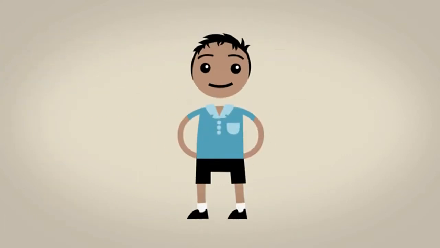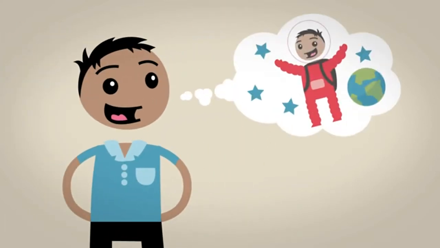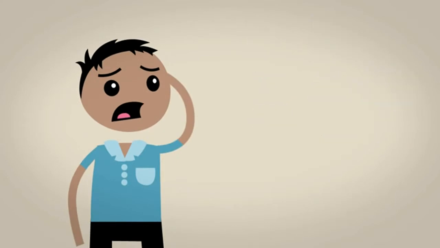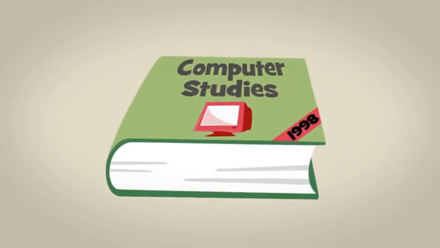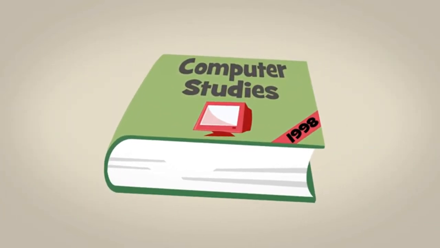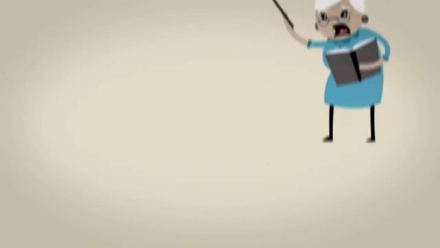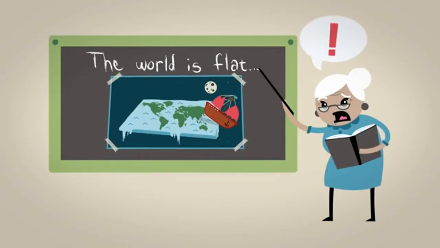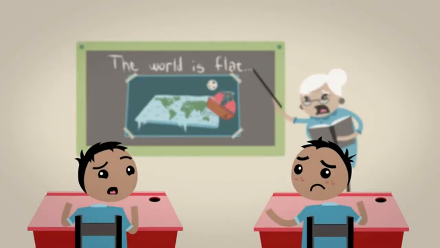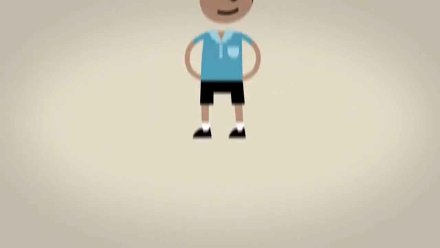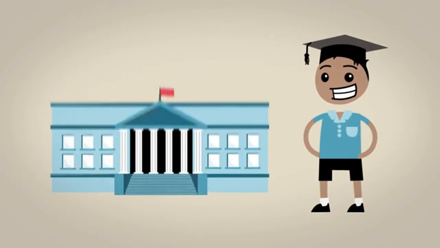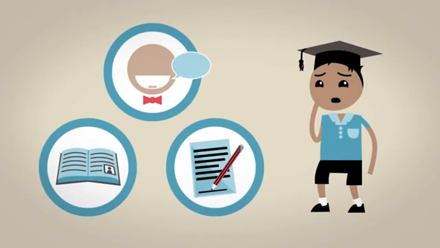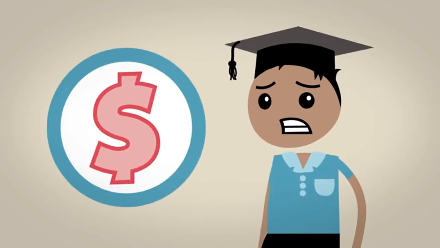Take Tando, for example. He's a bright kid with big dreams, but the education he's getting is holding him back. You see, Tando's school can't afford the latest learning materials, so he has to work with textbooks that are completely outdated. To make matters worse, Tando's teacher is also left using outdated information, often without even realizing it. And even if he manages to overcome this and gets into college, the cost of all the lessons, books, and notes he needs will land Tando in a pile of debt.